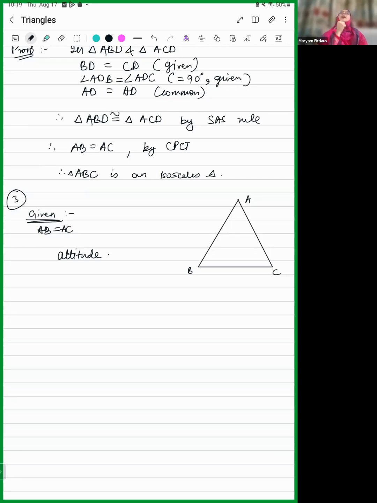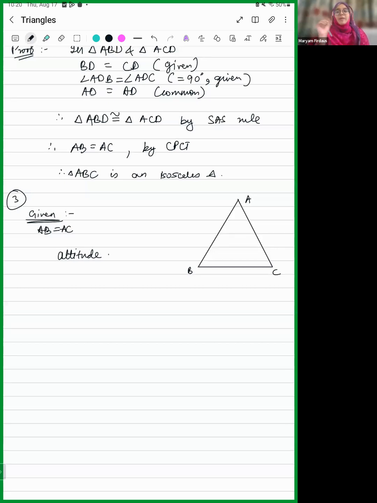Ma'am, I'm just getting confused between medians and altitude. Okay, you're getting confused. We will clear that confusion. One of them bisects the side and one of them bisects the angle. We will come to that. Ma'am, it forms a 90-degree. Very good. Altitude means, okay, it forms a 90-degree.